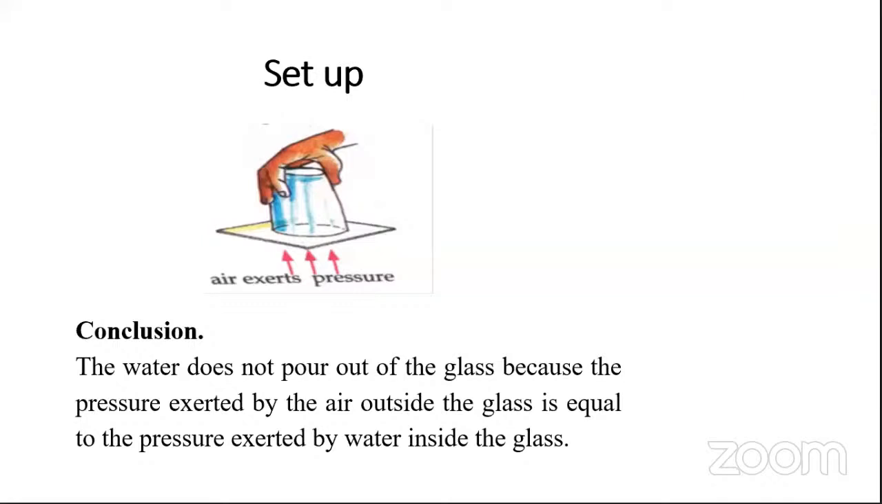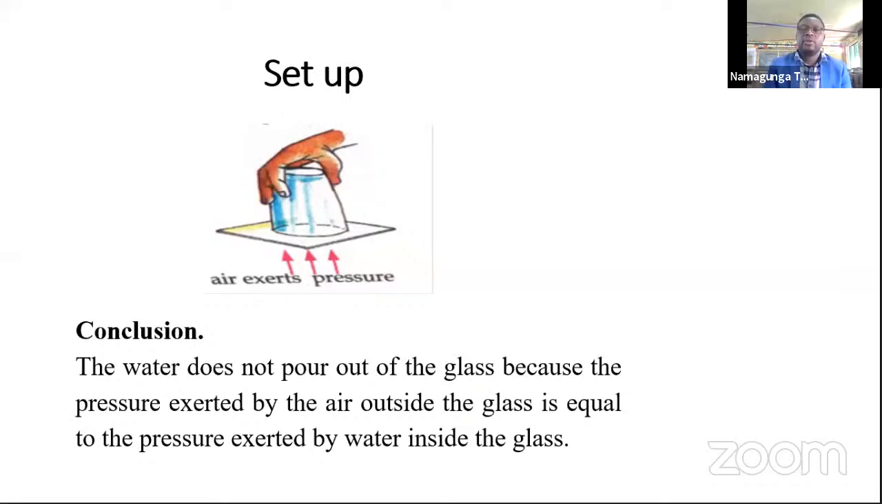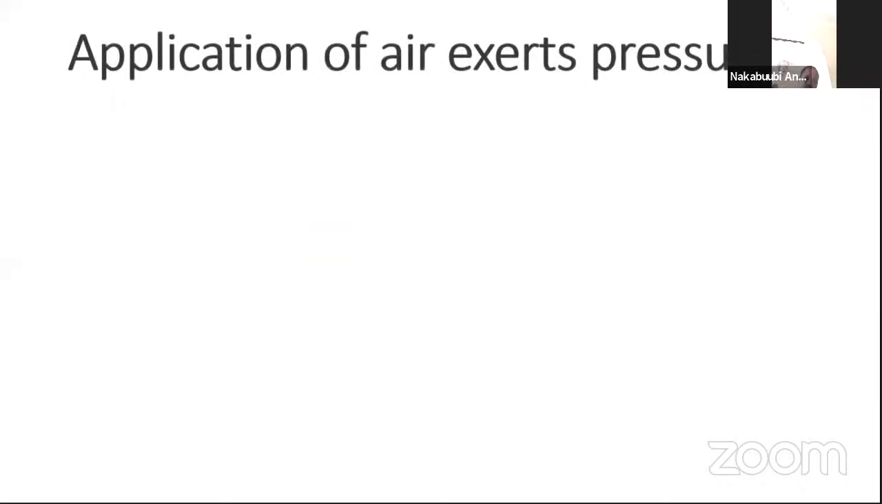The water does not pour off the glass because the pressure exerted by the air outside the glass is equal to the pressure exerted by the water inside the glass. Yes. So there is equal pressure. The pressure inside is equal to the pressure outside. And that makes the water remain inside, and you do not see any drop of water. So that will tell us that air, or matter, exerts pressure.